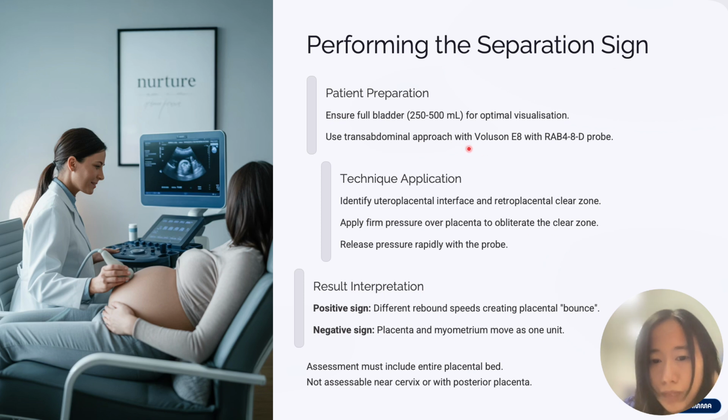So how do we perform it? It's transabdominal, with a full bladder of 250 to 500 ml. We'll use an E8, E10 technique. So we identify the uteroplacental interface, the clear zone, and then apply firm pressure over the placenta. The clear zone is gone, pressed together, and then release very quickly. A positive sign is when there's separation between the myometrium and the endometrium, a black line, bounce, positive. If they move as one and there's no clear zone, it's a negative sign. So the whole placenta should be assessed.